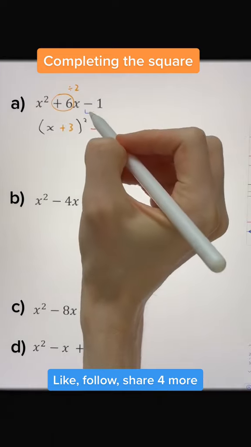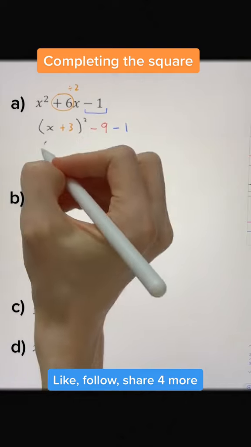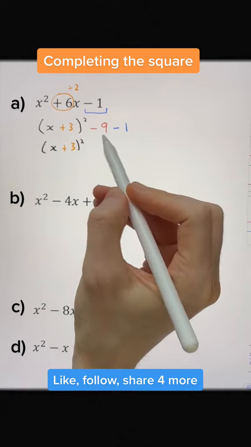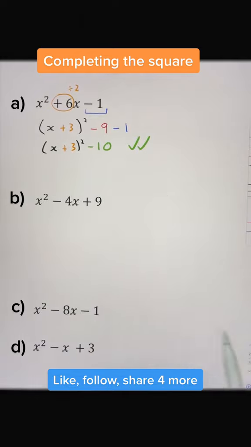We then always place the original number from our quadratic on the end, leaving our square brackets alone. And finally, we simplify our number terms. Here, negative 9 subtract 1 gives us negative 10. And that's our final answer for 2 marks.